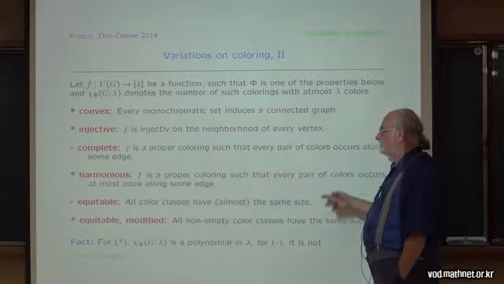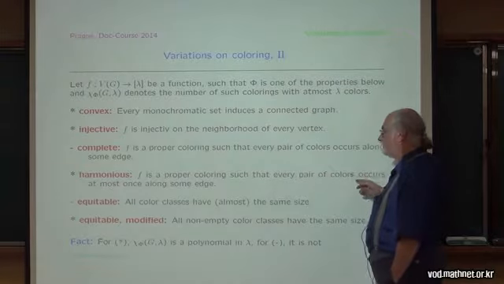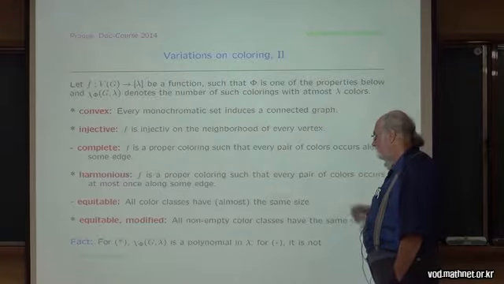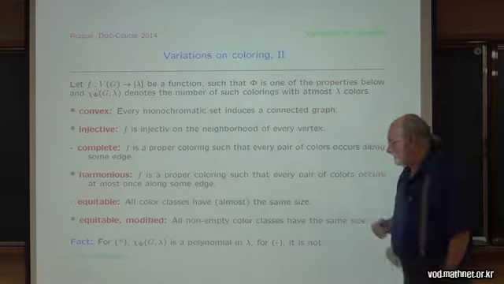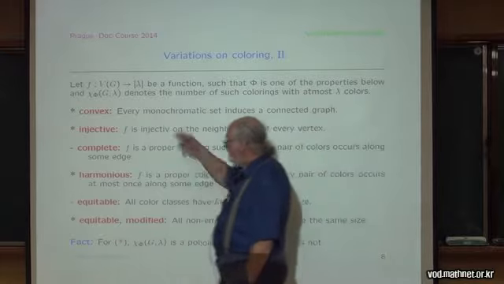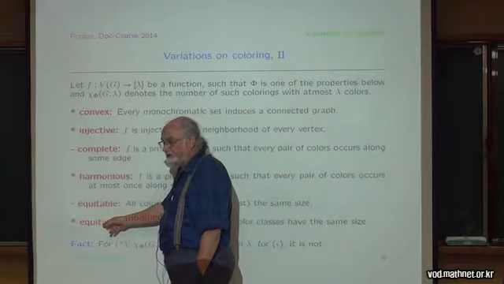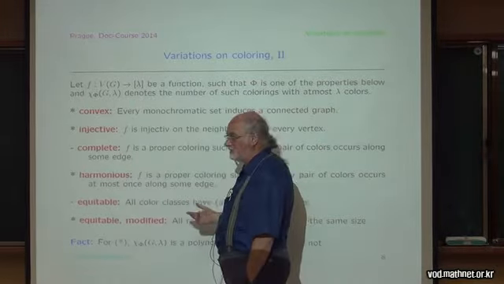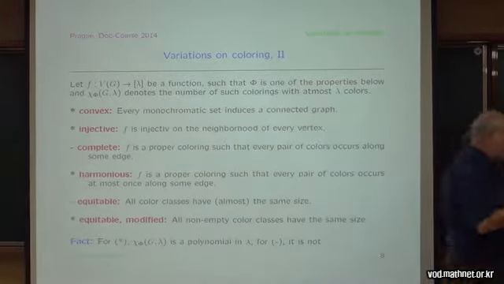It is harmonious if F is a proper coloring also here, and such that every pair of colors occurs at most once along some edge. Equitable: all color classes have almost the same size, and then you can modify this so that you don't have to round off. And here is a fact which follows from our theorem, that all the cases which are starred are polynomials. If you count the number of such colorings, they are polynomials in the number of colors, and those which have minus are not. But it went on.